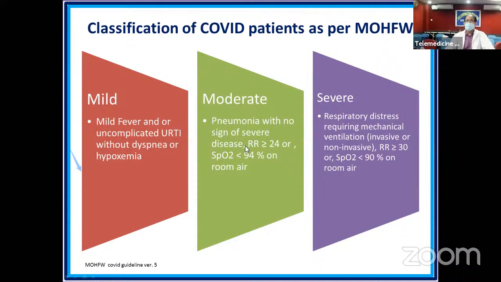Moderate is pneumonia with no signs of severe disease, respiratory rate around 24, and SpO2 less than 94 on room air. And severe cases, which come in our 5% of cases, have respiratory distress requiring ventilation. They are tachypneic, respiration rate more than 30, SpO2 less than 90 on room air. So these are broadly 3 groups of patients. Majority are in the mild group.